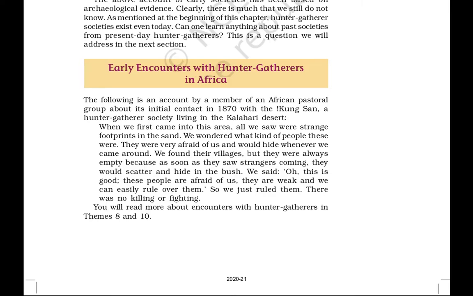When we first came into this area, all we saw were strange footprints in the sand. We wondered what kind of people these were. They were very afraid of us and would hide whenever we came around. We found their villages, but they were always empty because as soon as they saw strangers coming, they would scatter and hide in the bush.